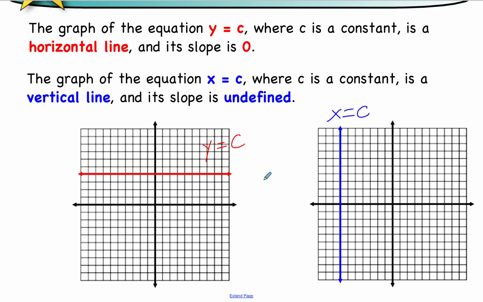So this example right here, I have y equals 4. This example on the right, I actually have the equation as x equals negative, how many is that? 1, 2, 3, 4, 5, 6, 7 maybe? Negative 7. Those are the equations of the lines that are shown.